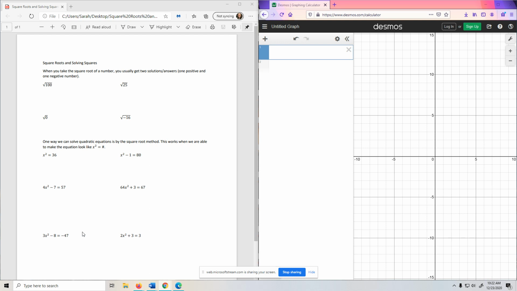Hello, today we're going to talk about solving quadratics a little bit, and the method we're going to use with that is by taking square roots.